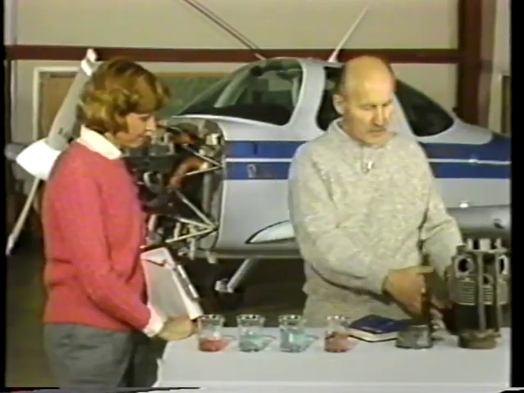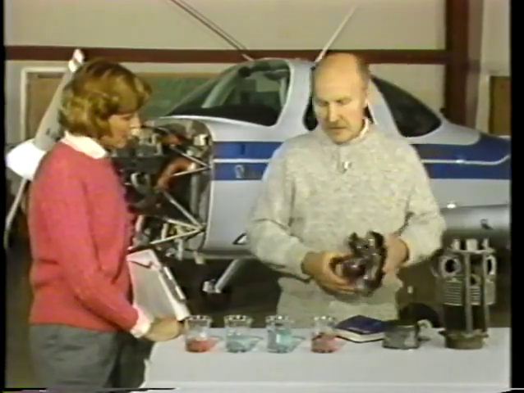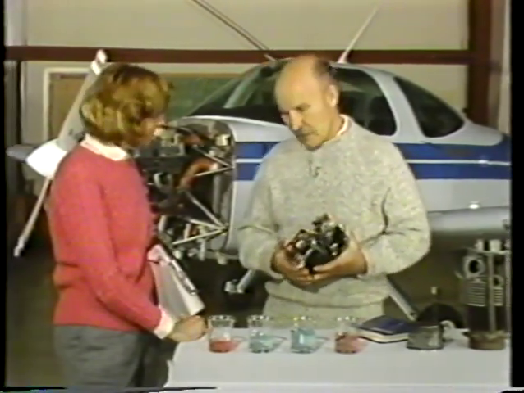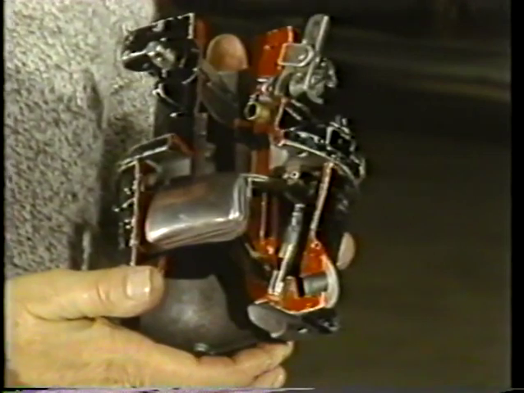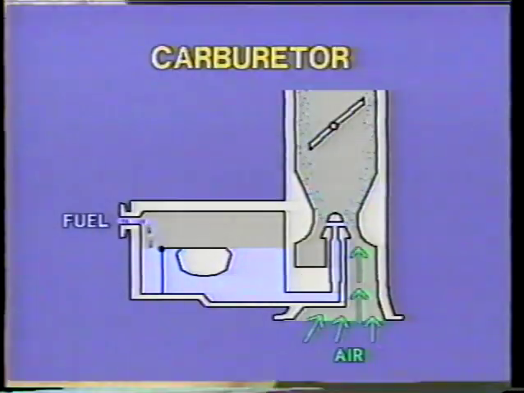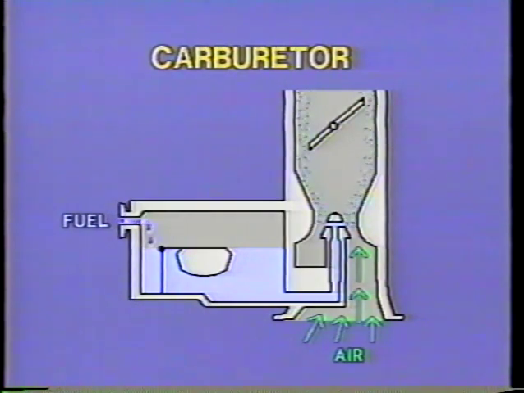Right. Ken, we've talked about fuel in the tanks. Now, what is the next step? The next important step we come to is the carburetor. On this cutaway, I can show you a little bit about the operation of the carburetor. In most of your smaller aircraft with simple engines, they use what they call a float carburetor. This is what the Skipper has on it.